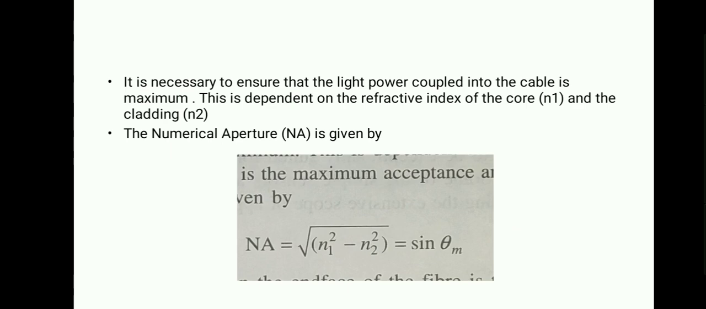This theta m is the maximum angle of reflection.